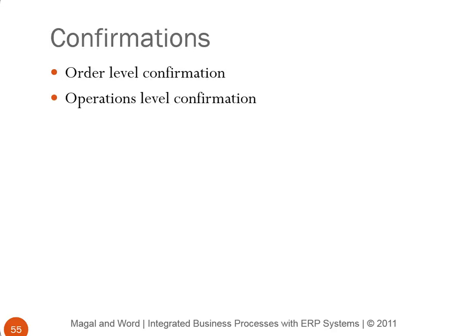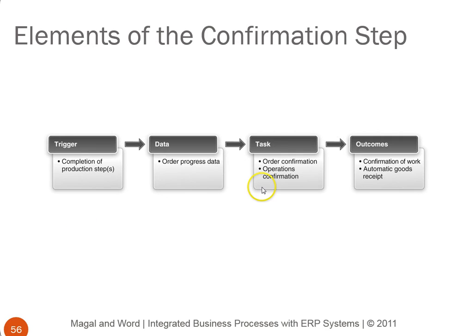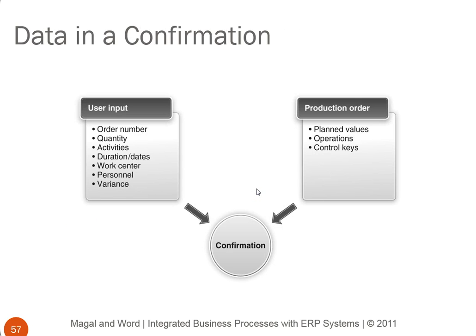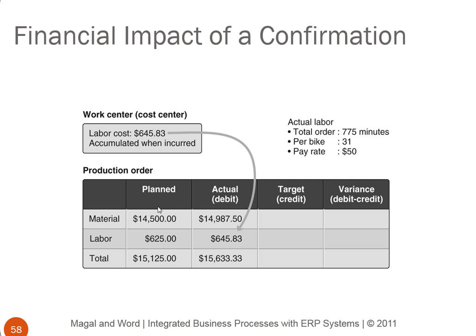So once the order has been released and it is completed, confirmations have to be executed or done. These are the steps in the confirmation process, the production order confirmation process. The data that is part of the confirmation includes the production order itself and the user input. Financial impact of confirmation, meaning obviously since the order has now been completed or executed, we now know exactly how much labor costs, so now we account for that.